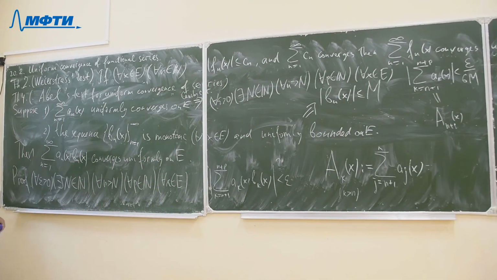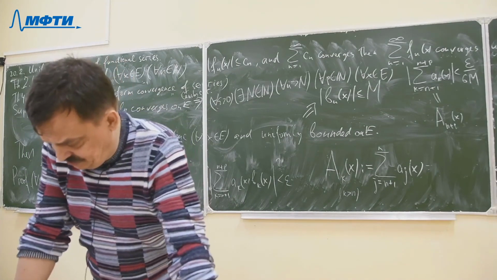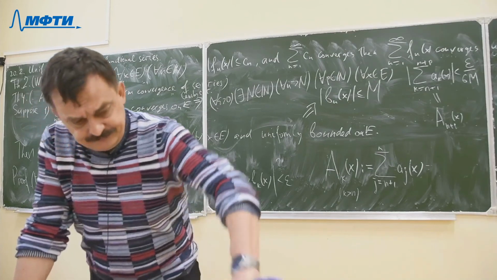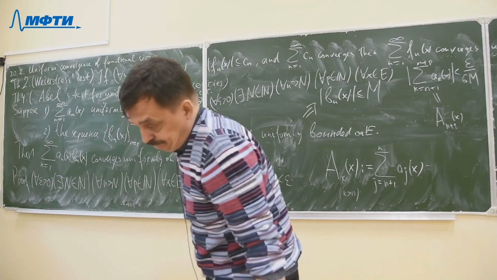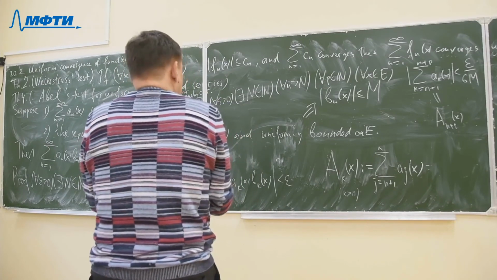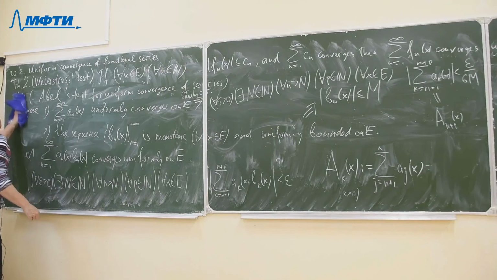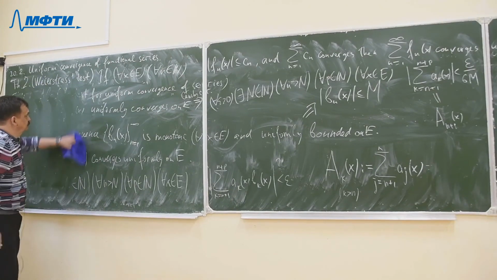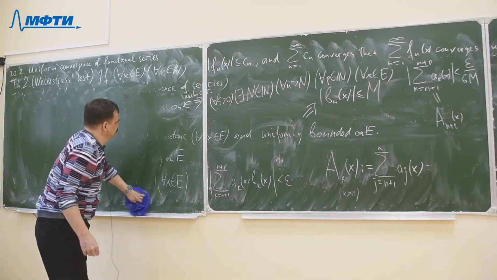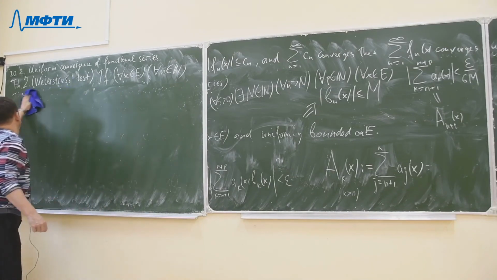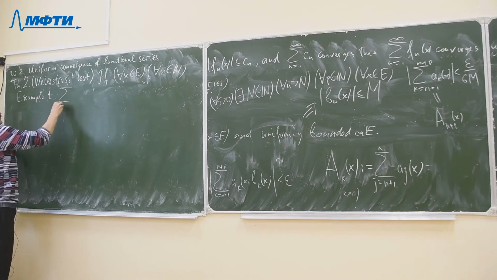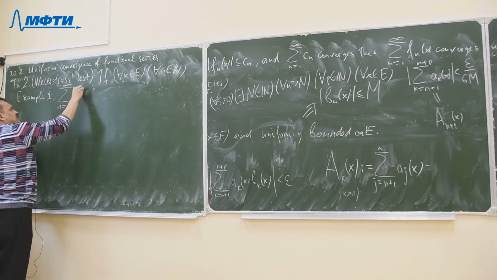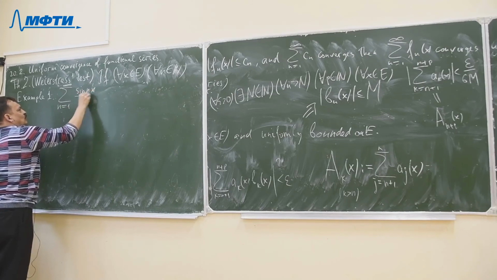Okay, these are main tests for uniform convergence, and of course now it's a good point to consider an example. And I have only 4 minutes. It's a pity. Okay, I'll start this example. So example. Such a series: sine nx over n to the power alpha.